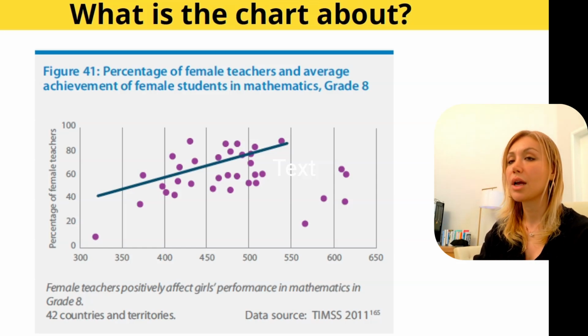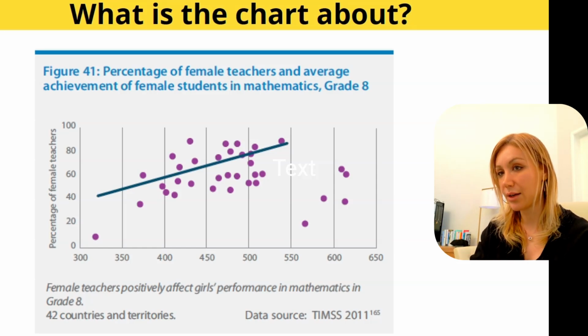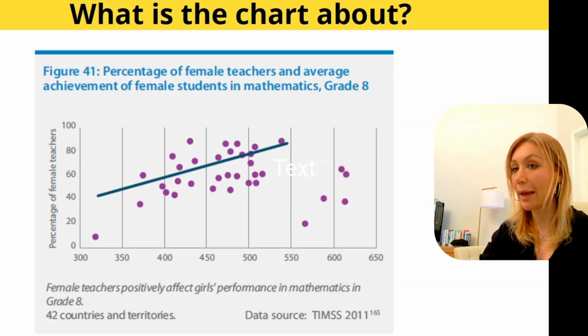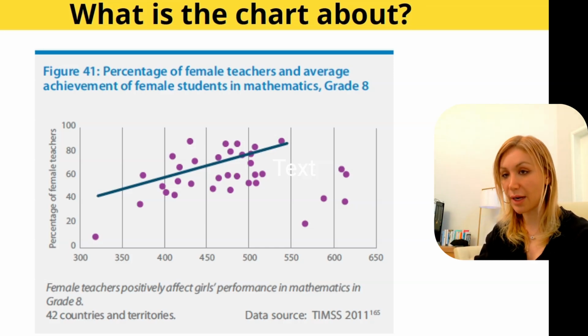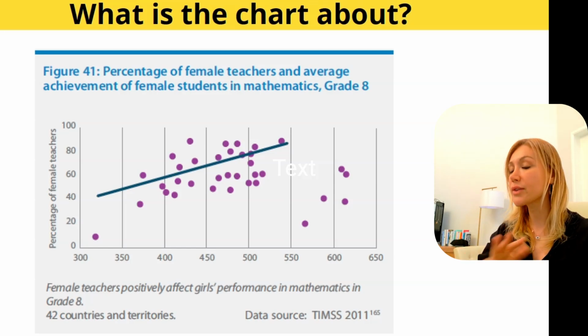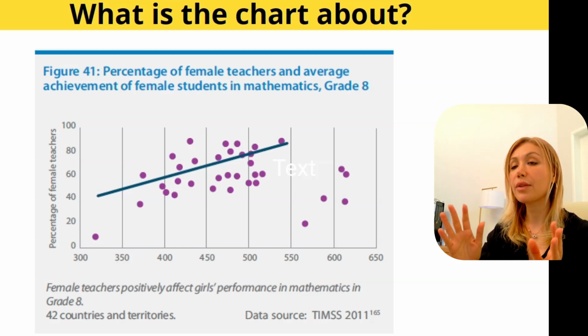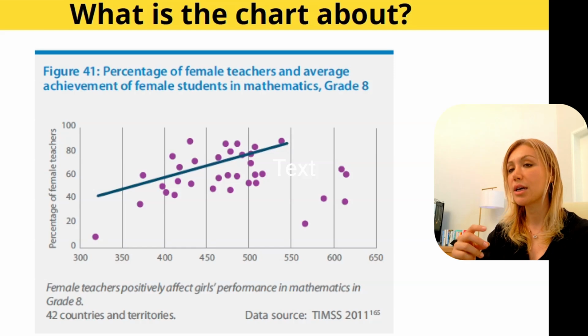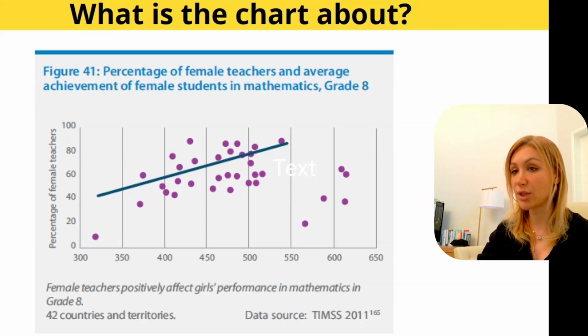Correlation, not causation. And the caption is problematic here because it reads, "Female teachers positively affect girls' performance in mathematics." This is a causal claim, but the chart itself doesn't justify it. Maybe there was a research design, maybe in the report they explain the justification for that kind of causal claim. We don't know. If you want to take a look, you can look at the UNESCO reports as I put in the description of the video, but what they say is a causal claim, while what the chart shows is an association, a correlation. It doesn't justify the claim.